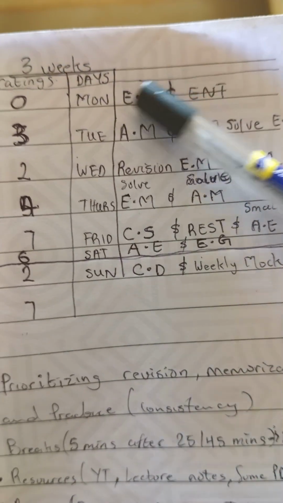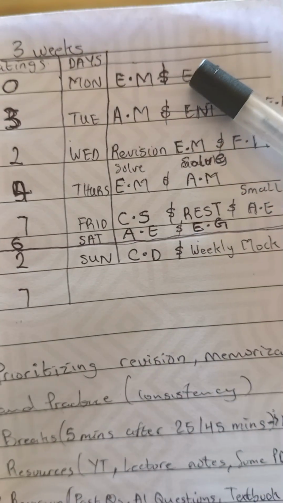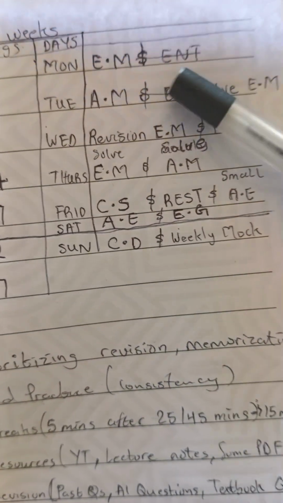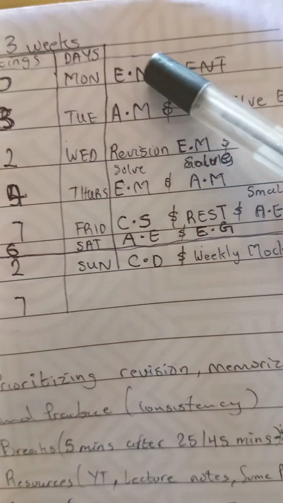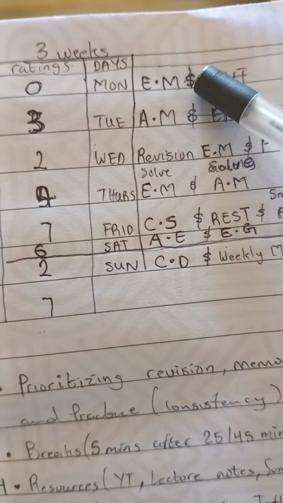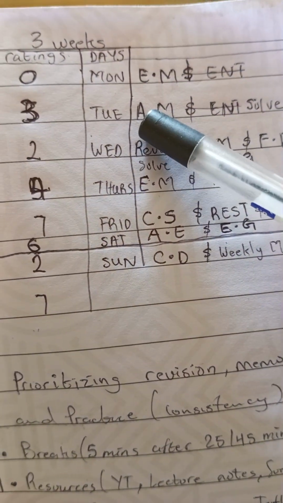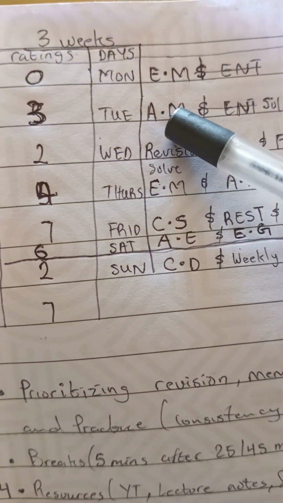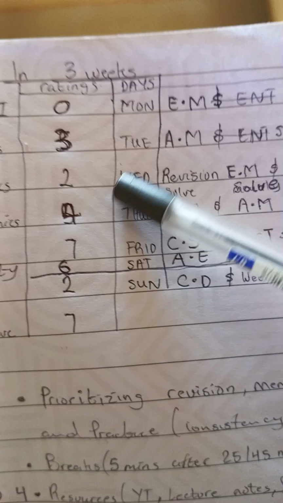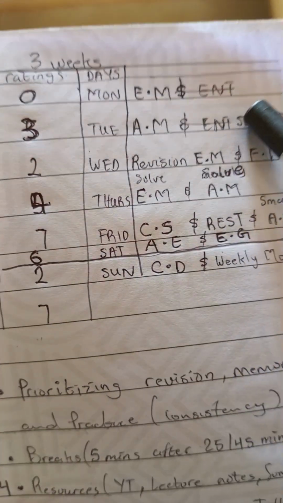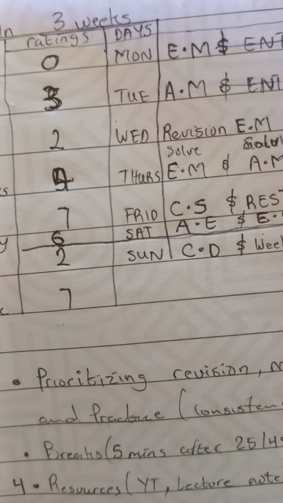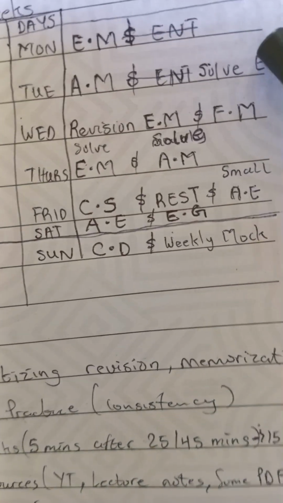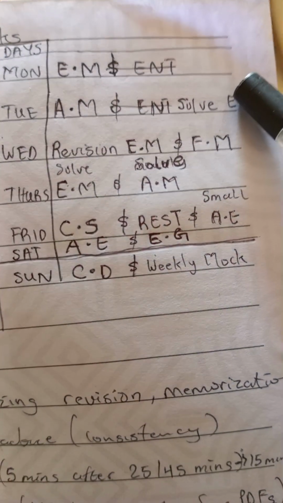For my Monday, I know Mondays are a busy and tough day for me, so I put engineering maths since it is rated 0. I'm doing engineering maths on Monday only. On Tuesday, I'm having applied mechanics, which is rated 2, and engineering maths. I'm not doing engineering maths throughout, but I'm solving a little bit of engineering maths on Tuesday.